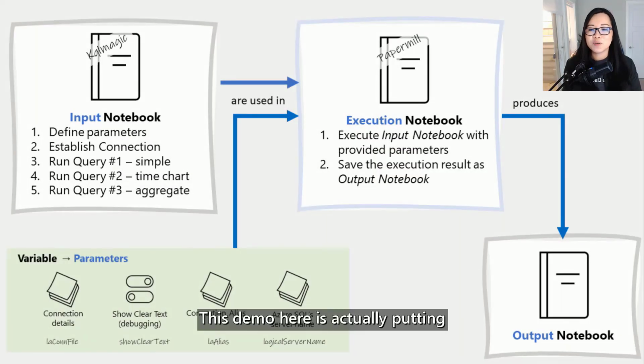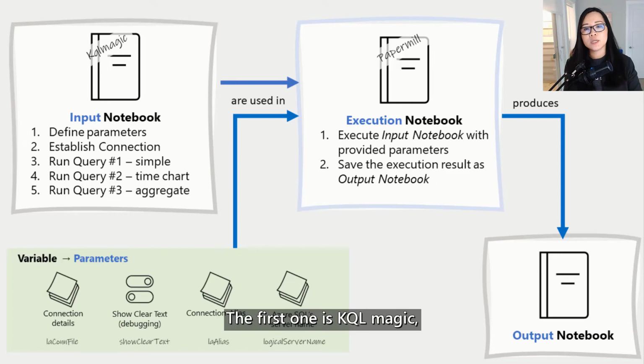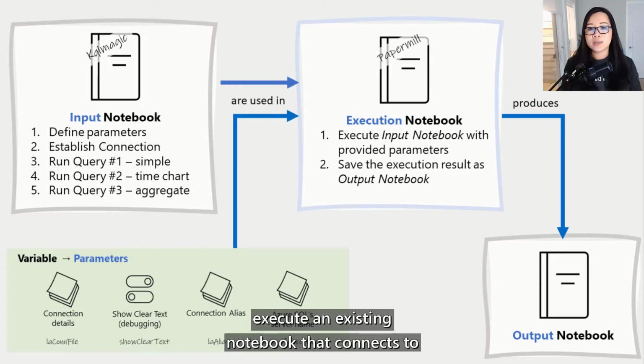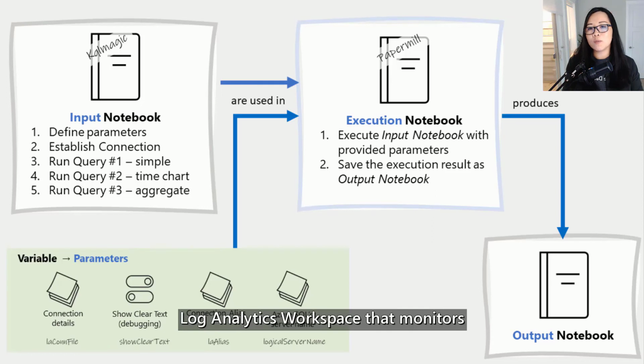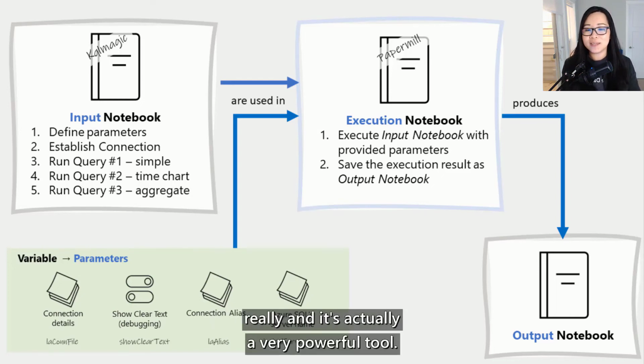This demo is putting together a couple of pieces that you've learned earlier. The first one is KQL Magic, and the next one is the parameterized notebook. I'm going to put it together such that it will execute an existing notebook that connects to a Log Analytics workspace that monitors an Azure SQL database server. I know it's quite complicated, but it's actually not really. It's actually very powerful too.